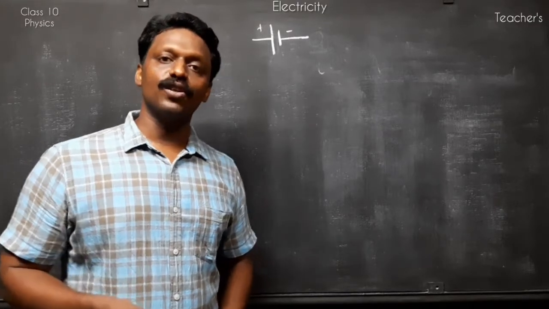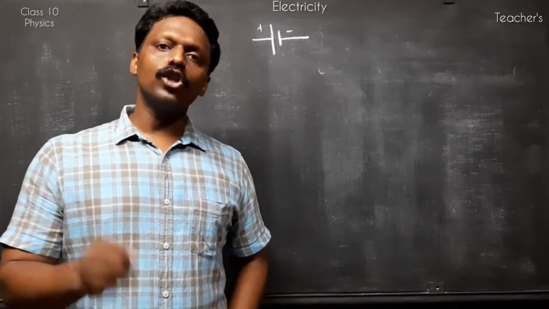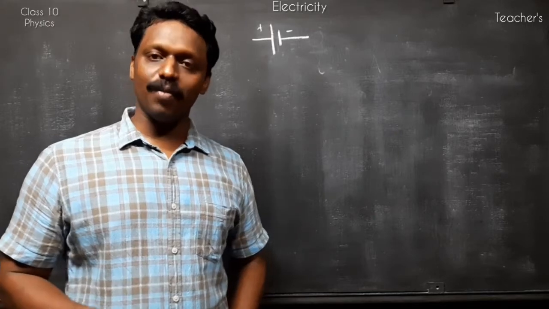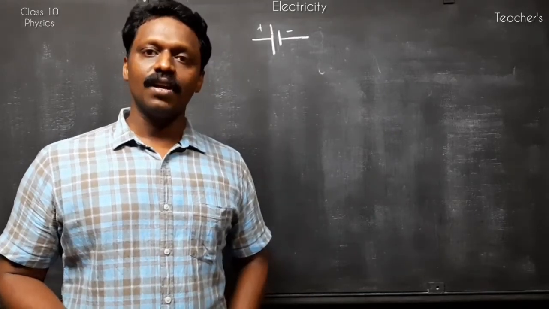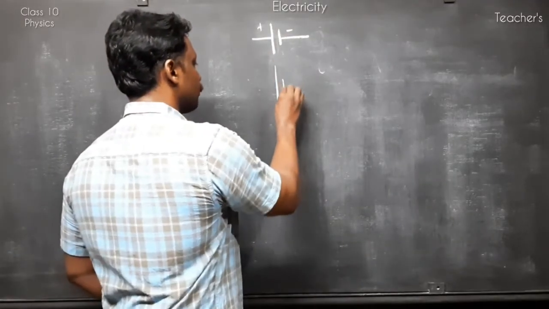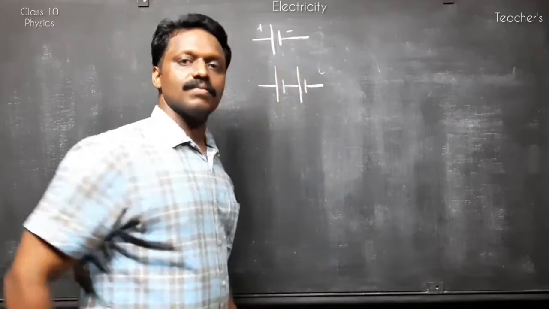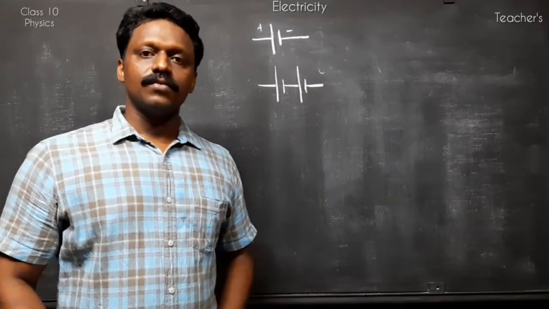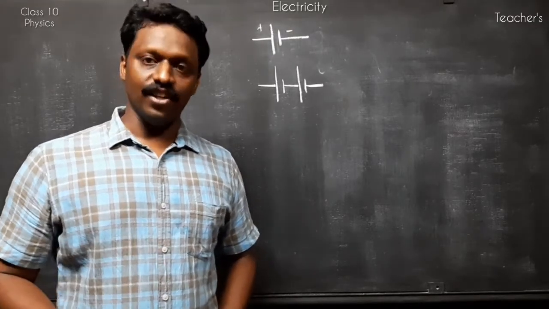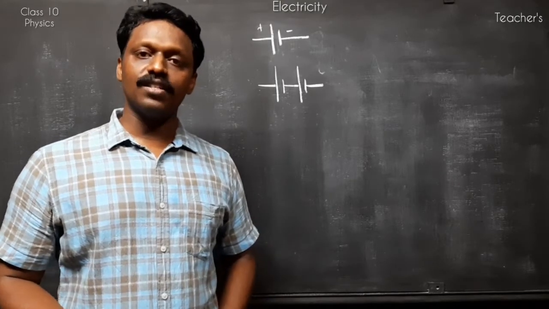Battery is a combination of two or more cells connected in series. In order to obtain a battery, the negative terminal of the first cell is joined with the positive terminal of the second cell, and so on. The symbol for a battery is... The battery shown in the figure consists of two cells which are joined in series. We can also draw the symbol for a battery having more than two cells in a similar way.